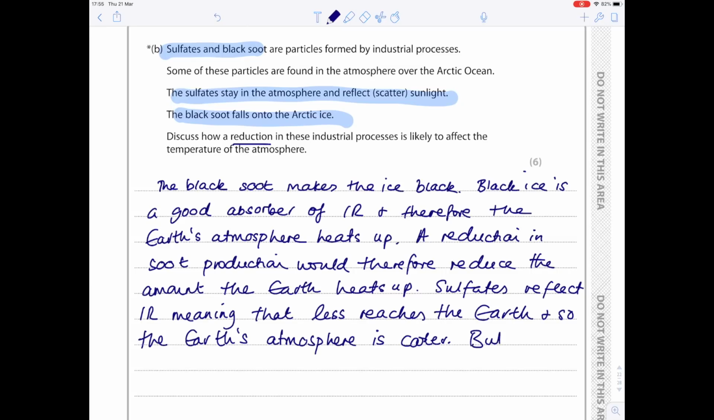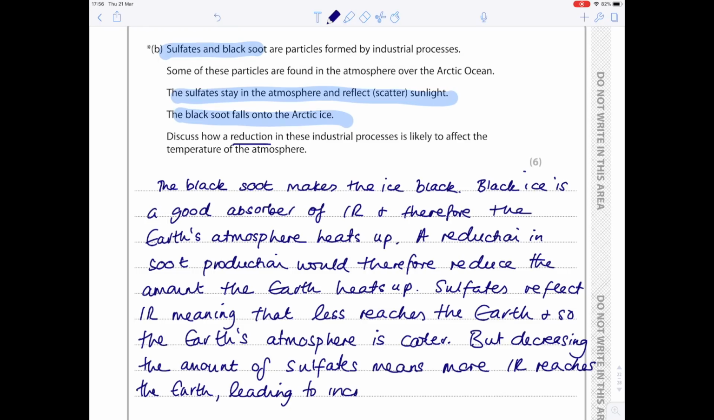But decreasing the amount of sulfates would therefore mean that less infrared radiation was scattered and more reached the Earth. So actually the black soot and the sulfates, I hope you can see, have opposite effects.